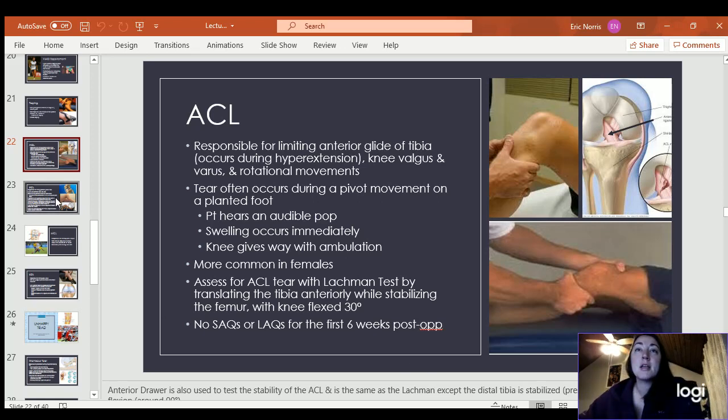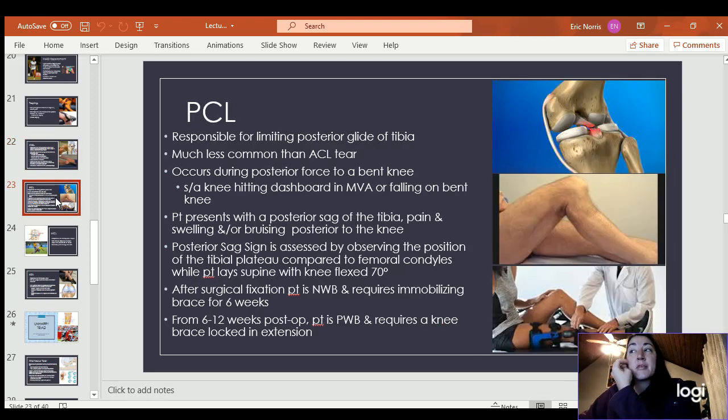Now the PCL, again, its primary responsibility is to limit posterior glide or translation of the tibia. It's less common to tear it, but typically the way it's torn is a forced posterior translation with a bent knee. So maybe a hard fall on a bent knee, or sometimes with a motor vehicle accident, if their leg is bent and it slams into the dashboard, that can sometimes also injure the PCL.